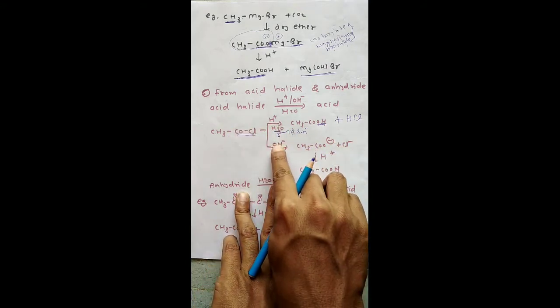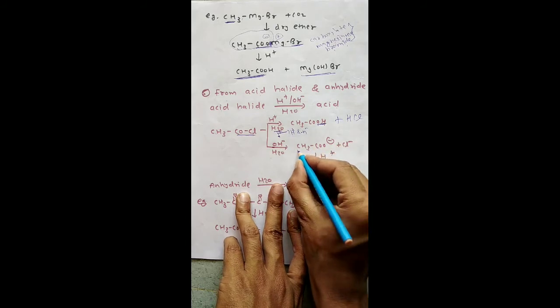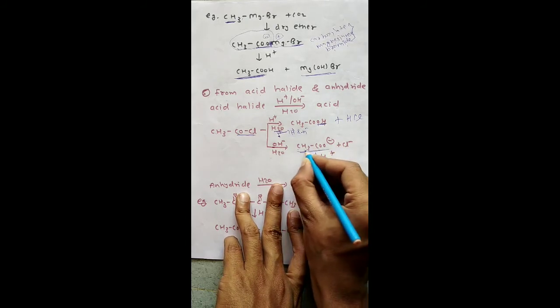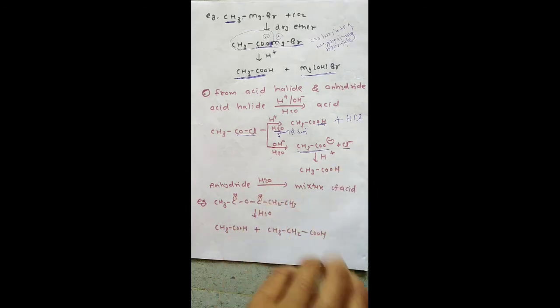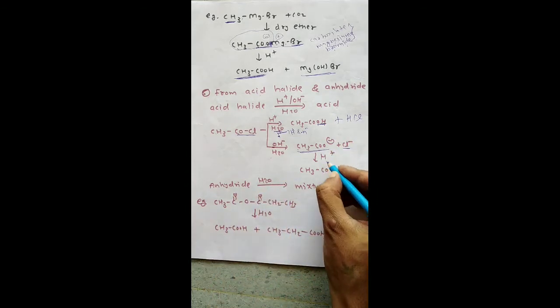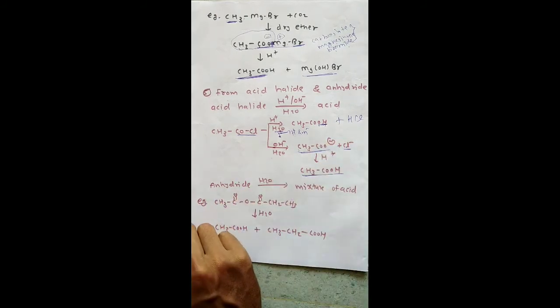Now if we use basic medium, then what will happen? In the first step you have to make the carboxylate ion, COO minus ion, plus Cl minus leaves here. In the next step acidify that carboxylate ion, so you will get carboxylic acid.